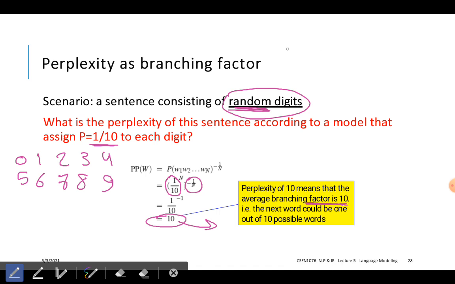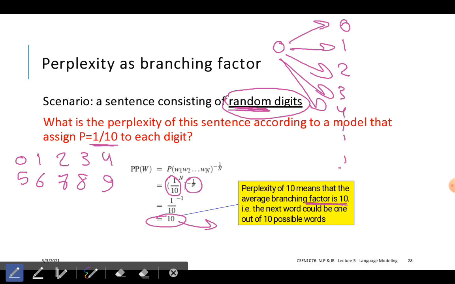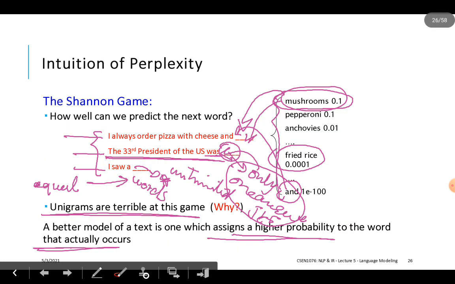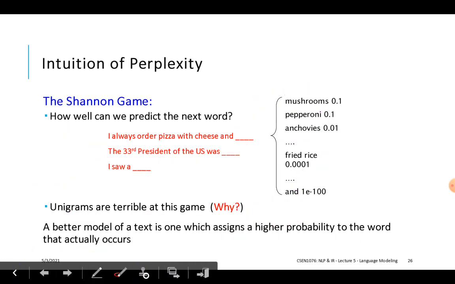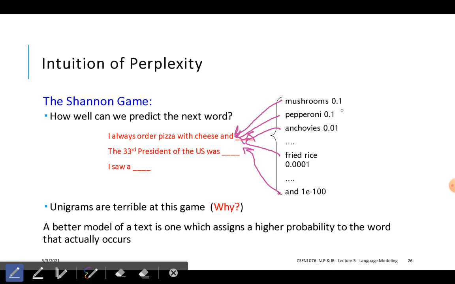What is the branching factor? It's basically this. When you have 0, how many other possibilities can we branch to? It's essentially 0, 1, 2, 3, 4, and so on, because the sentence is random. This is what we can call the branching factor. How many options do we have after the word and? And how much is the probability of each of them? If it's equal, then we have a random sentence.